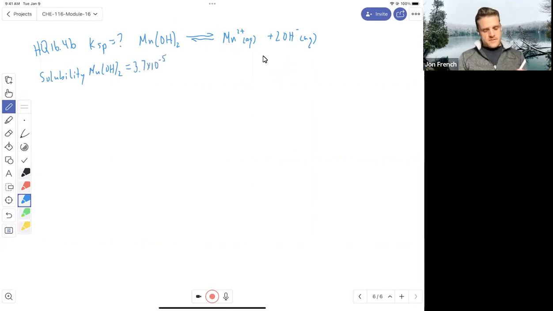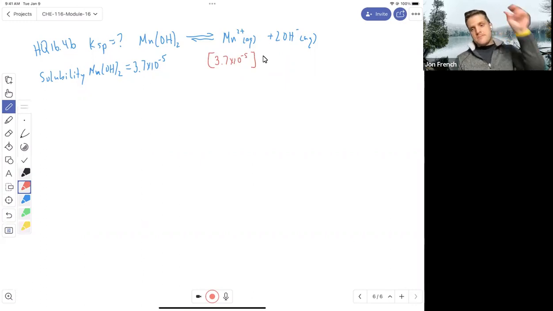So they've really given us enough information, because my solubility of manganese hydroxide is 3.7 times 10 to the minus 5. That's telling me how much manganese hydroxide can go into the solution. So if my molar solubility for manganese hydroxide is 3.7 times 10 to the minus 5, basically that's saying my concentration of manganese in solution is 3.7 times 10 to the minus 5, because that's how much manganese hydroxide went in. That's my concentration of manganese.